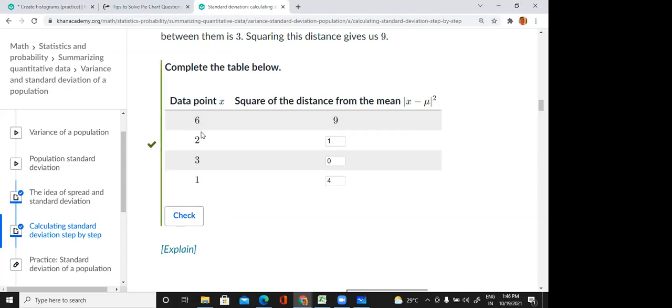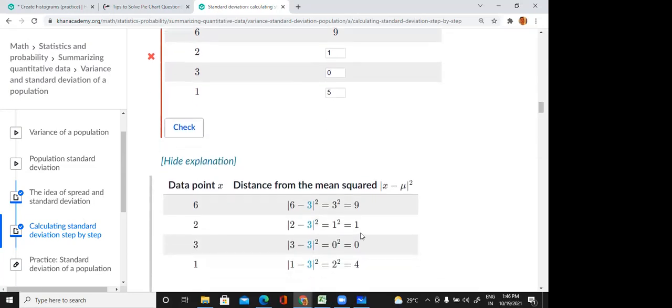Check if all the values entered are correct. Suppose if we enter a wrong value, then you can click on explain. If you get all the answers right, then you can check.